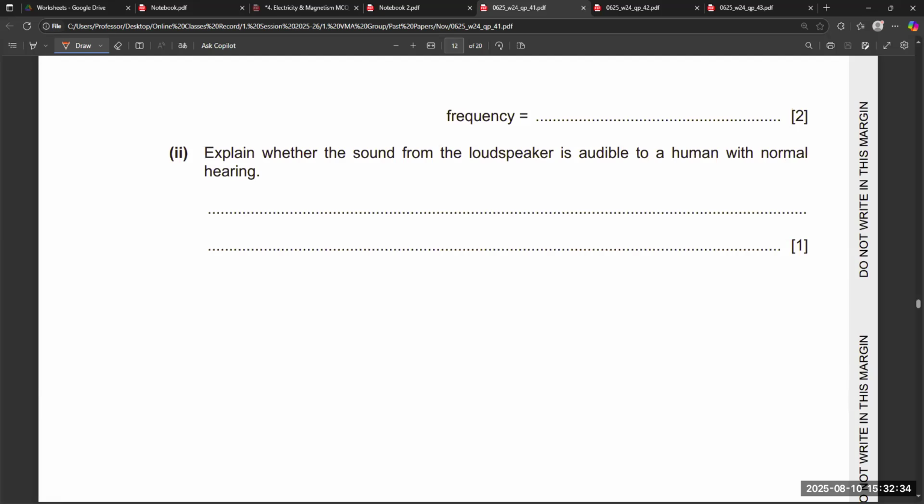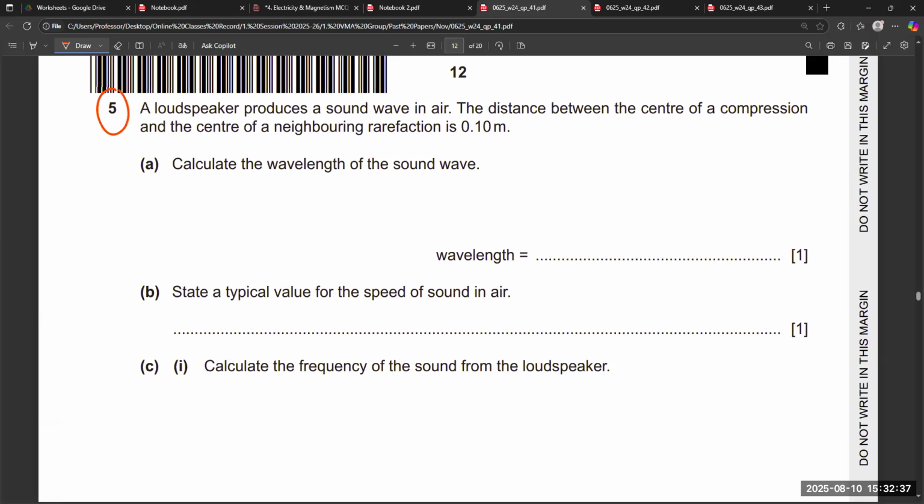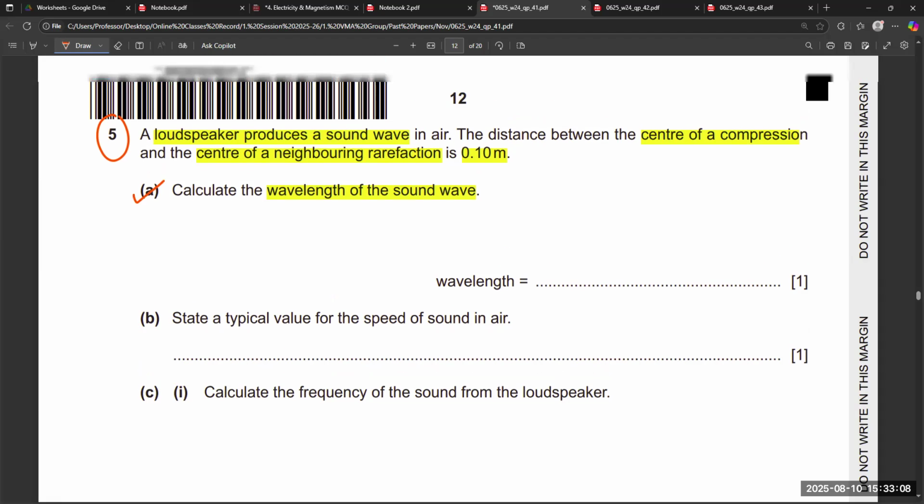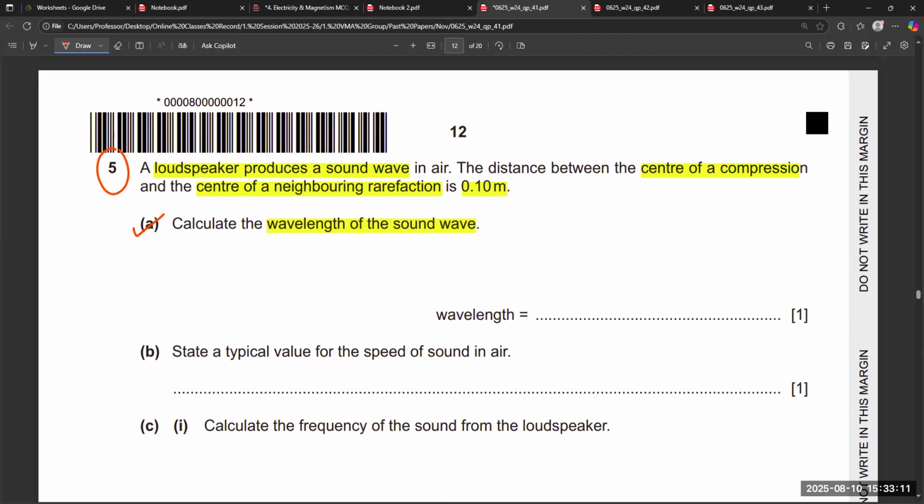Okay, question number 5 is now from the wave section. A loudspeaker produces a sound wave in air. The distance between the center of compression and the center of neighboring rarefaction is 0.1. So calculate the wavelength of the sound wave. First of all, if we consider the wave fronts, because without wave fronts, it is difficult to identify what is actually given in the question.